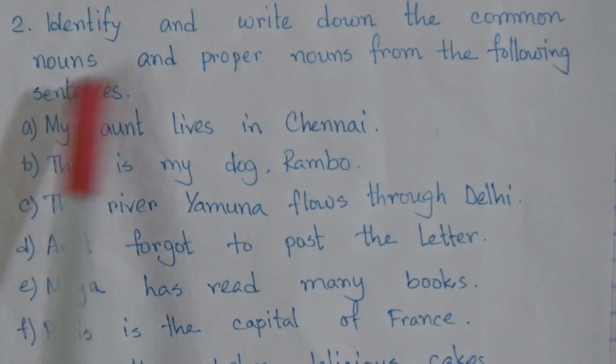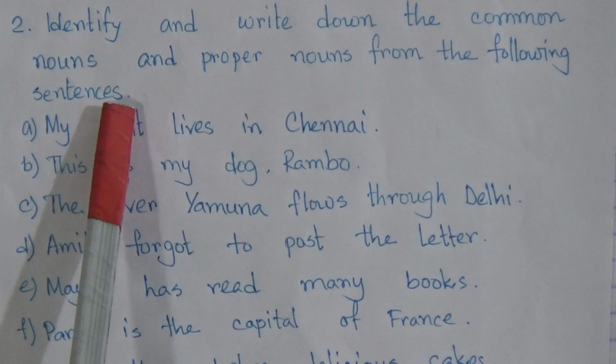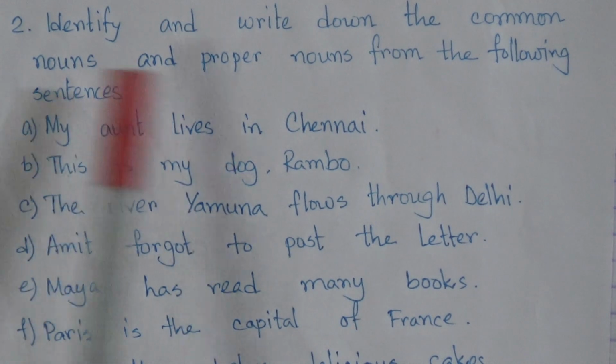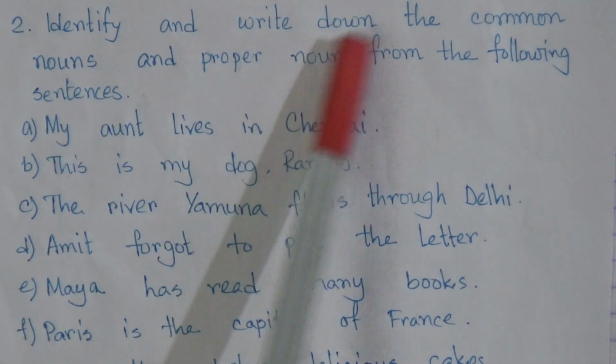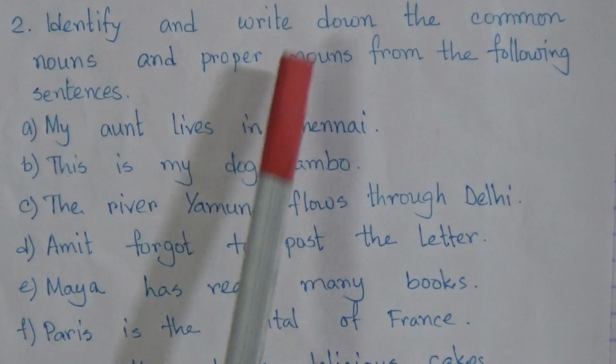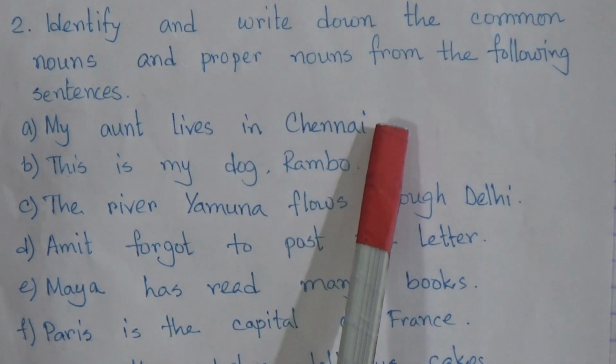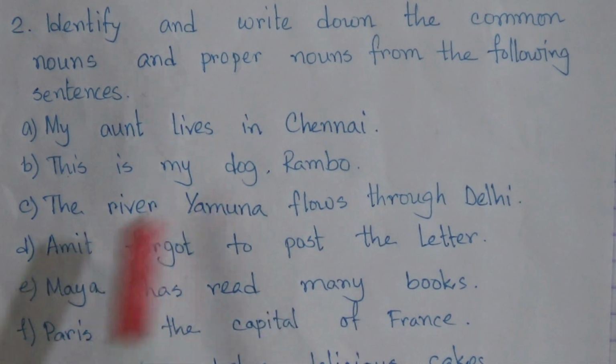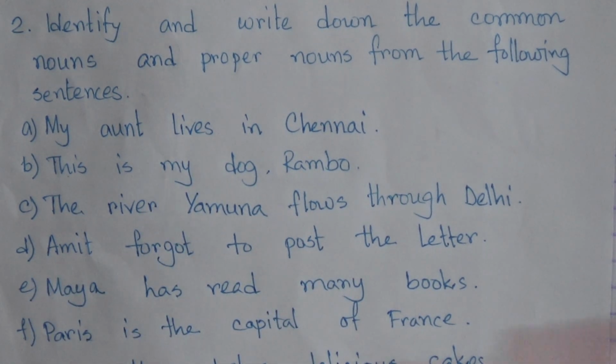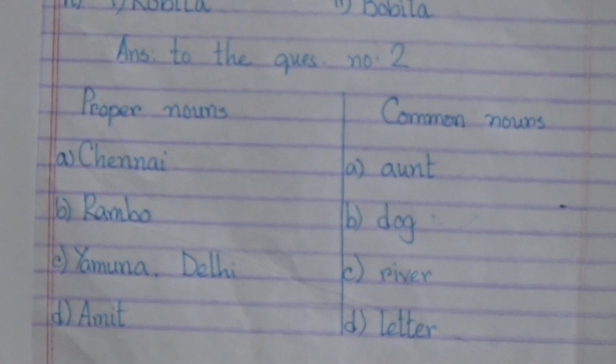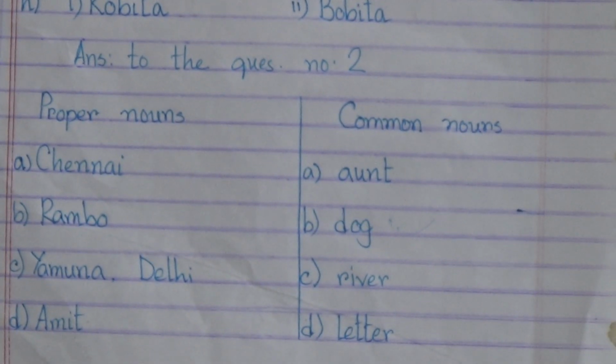Now see number 2. It is said, identify and write down the common nouns and proper nouns from the following sentences. Number A. So what you have to do first, you have to find out 2 nouns, that is common noun and proper noun from this sentence. Do you remember what is the common noun and proper noun? Yes. Common nouns are the names of any things or person or place. On the contrary, proper noun is the name of any special thing, special place, or anything special. That is called proper nouns.